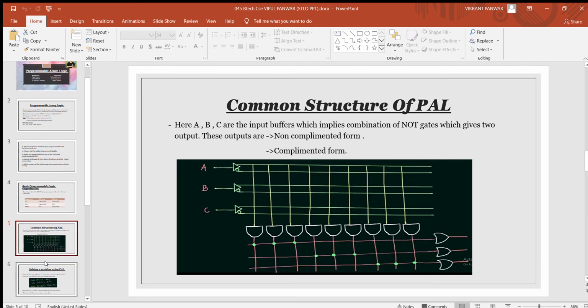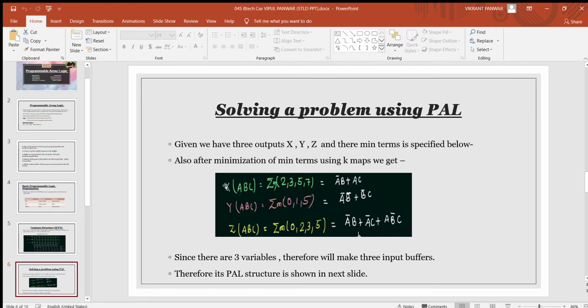Coming on to the next slide, for example, if we take a problem where we have three outputs x, y, z, and their minterms are given, for example for x 2, 3, 5, 7, and for y 0, 1, 5, and similarly for z is also given. So if we solve these minterms by minimization using K-maps, we get these three results. For example, for x we get A bar B plus AC, for y A bar B bar plus B bar C, and similarly we can get for z also.